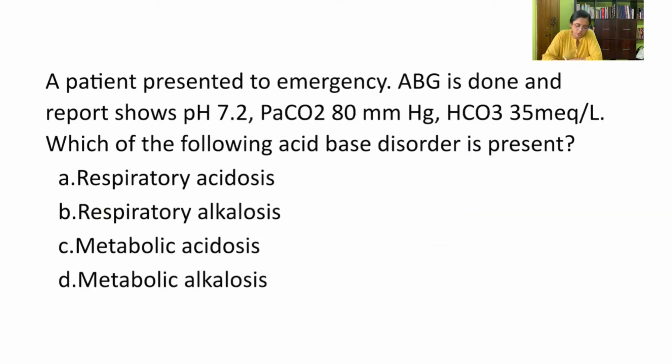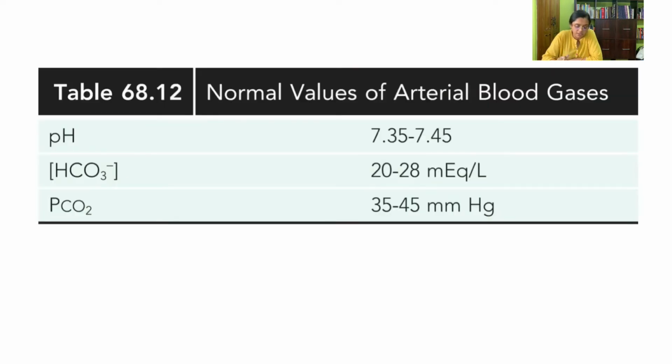A patient presented to emergency, ABG was done and showed the reports pH 7.2, PaCO2 80, bicarbonate of 35. Which of the following acid-base disorders is present? So the question is not very complicated. They have asked a very simple question, but you can answer this only if you remember the normal values. The normal pH is 7.35 to 7.45. Normal bicarbonate is 20 to 28 milliequivalents per liter, and normal PaCO2 is 35 to 45 millimeters of mercury.